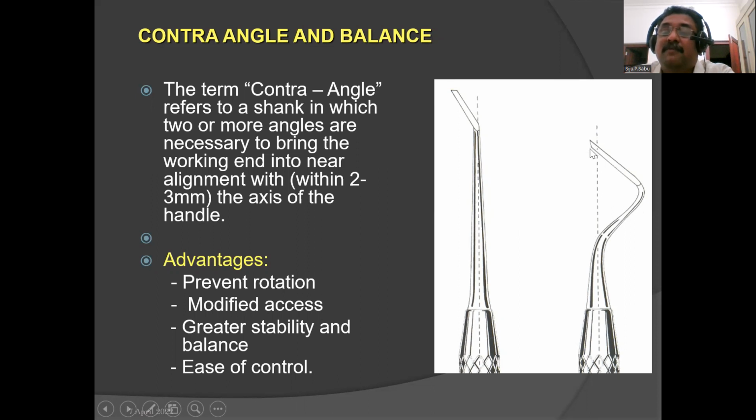So when you bring the working portion of the blade close to the long axis of the handle, you have better control of the instrument. The instrument does not slip out of your hand when you work with it. The advantage of contrangling is that it prevents rotation of the instrument in the hand, and modifies the axis. The visibility of the blade end while working is also better when you give this contrangling. It also balances the instrument, giving better ease of control.